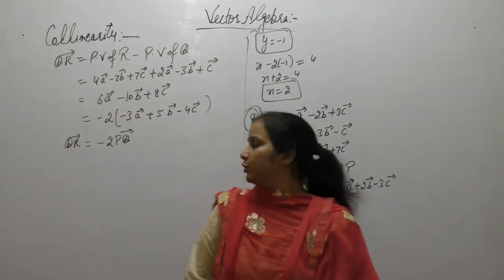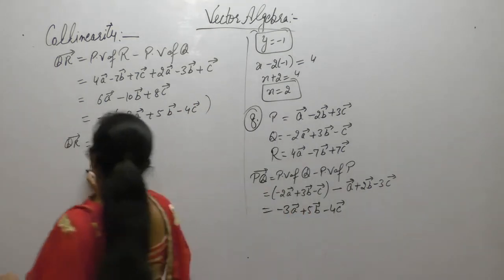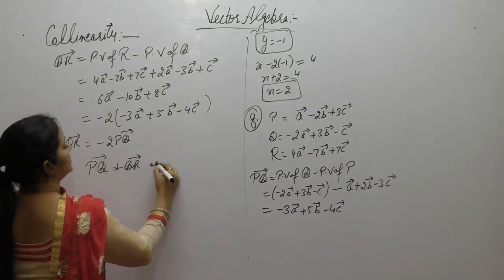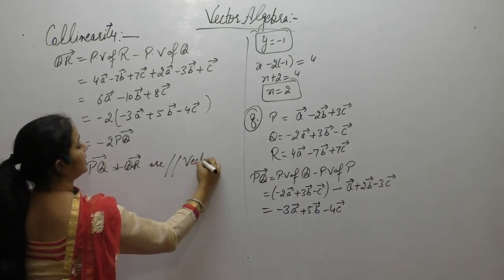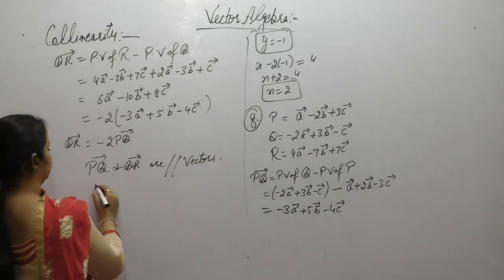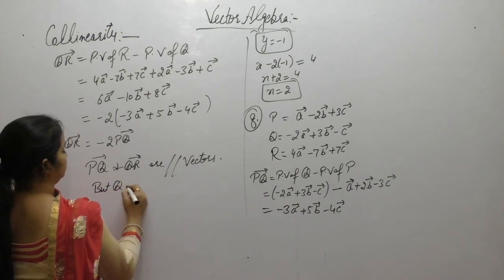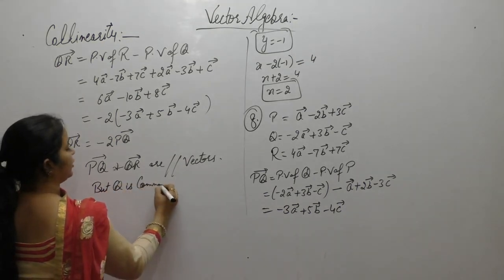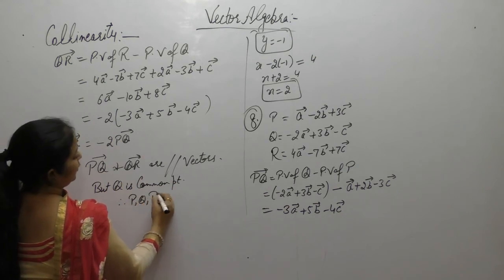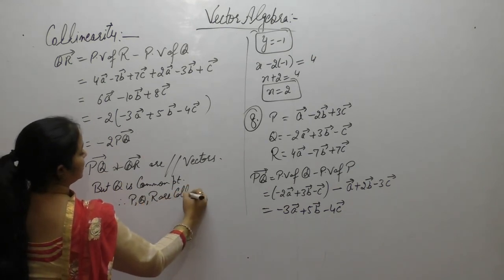Therefore, PQ vector and QR vector are parallel vectors, but Q is the common point. Therefore, P, Q, R are collinear.